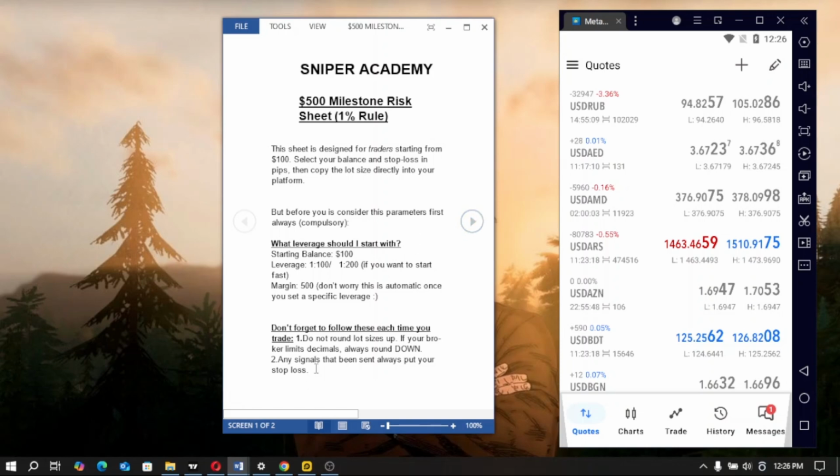So the second thing is, any signal that has been sent, always put your stop loss. It's a must. Any signal that's being sent to you, whether it's from us or from anybody, always put your stop loss. It is very, very crucial.